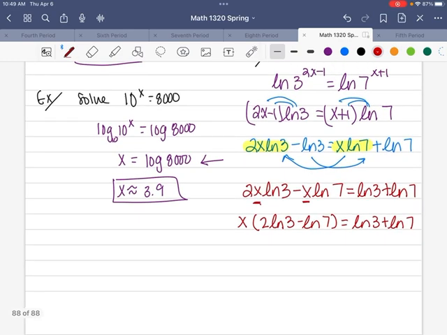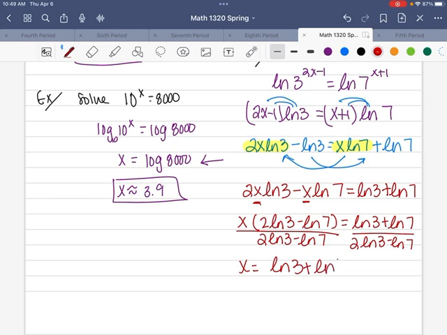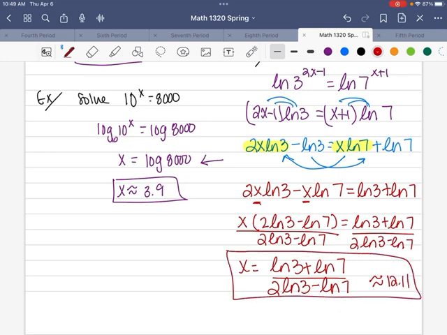And now I can just divide to get the x by itself. So we'll divide both sides by this. And so we get that x is equal to the natural log of 3 plus the natural log of 7 over 2 times the natural log of 3 minus the natural log of 7. And that L kind of looks like an E, but that's an L for natural log. And so if you type that into your calculator, that is approximately 12.11. Or you can leave it in exact form for your homework.